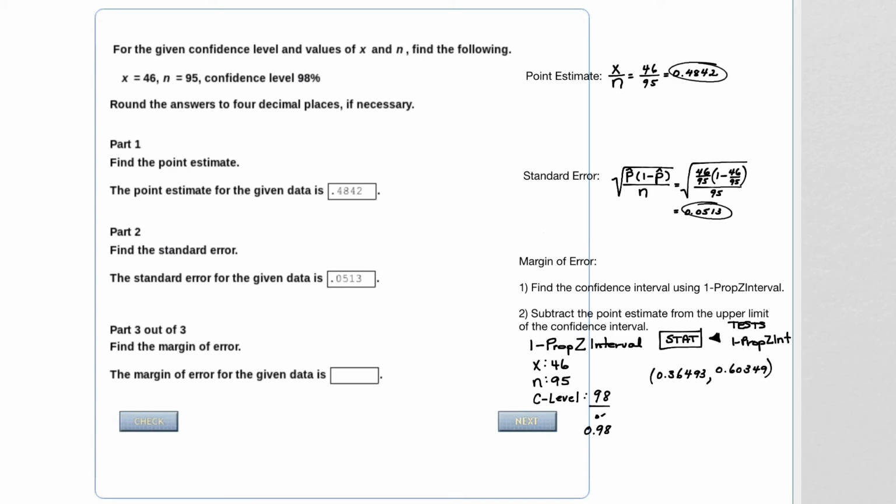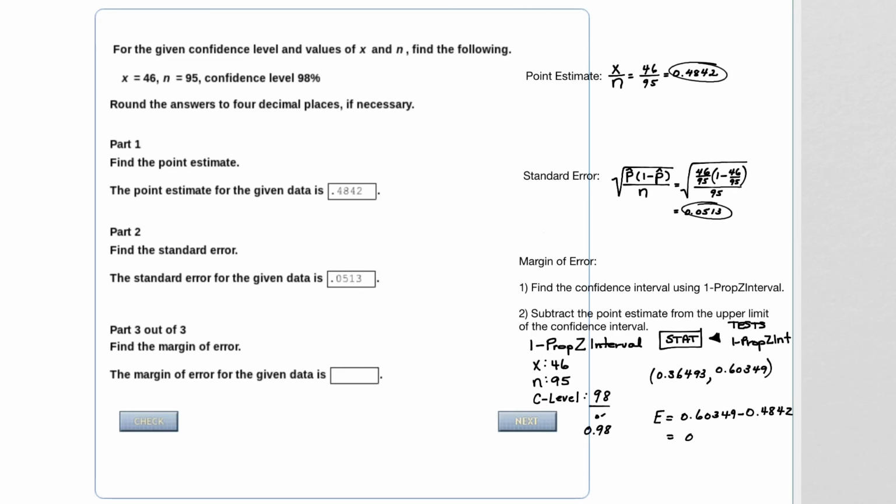Now, second step of this process is to subtract the point estimate from the upper limit of the confidence interval. So I'll take that upper limit, and this is going to be my margin of error now. So that's the upper limit, 0.60349, minus the point estimate, which was 0.4842.